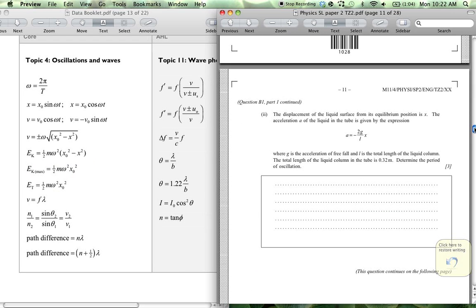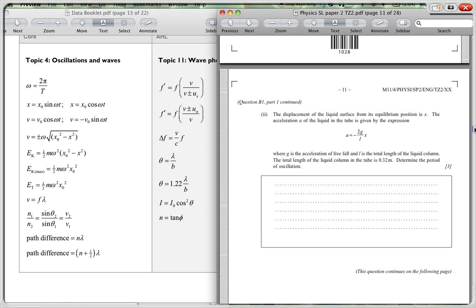Now we get here the displacement of the liquid from its equilibrium position is x. The acceleration a of the liquid in the tube is given by this expression. So we get a is equal to minus 2g over L x, and we are told where g is the acceleration of free fall, that's 9.81, and L is the total length, which is 0.32 meters. Determine the period of oscillation.